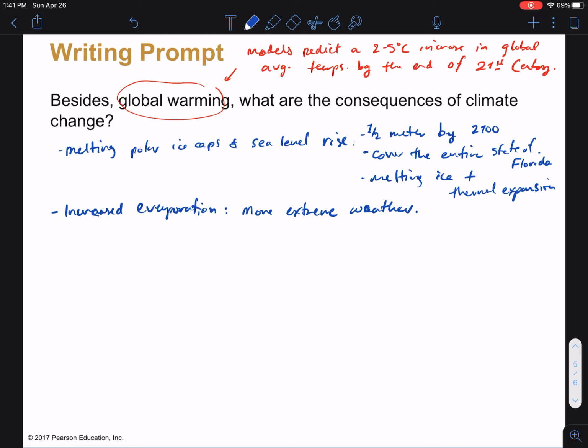Now, we have to be careful when we talk about weather versus climate. Weather is a short time scale thing. Weather is on the order of days to weeks, at the most months, and climate is months to years to decades. So we're talking about very different things here. And with this more extreme weather, we could see things like more extreme droughts, hurricanes, stronger and more often, and even more extreme winters.